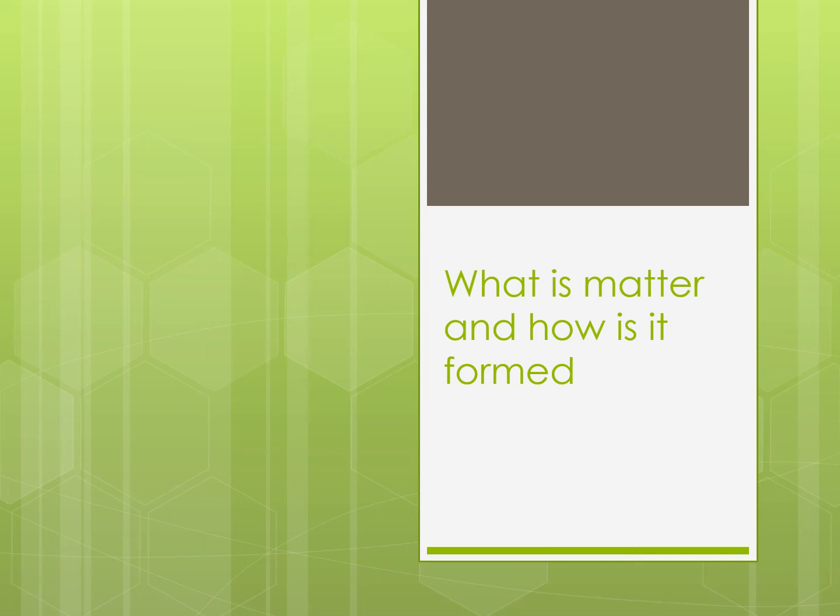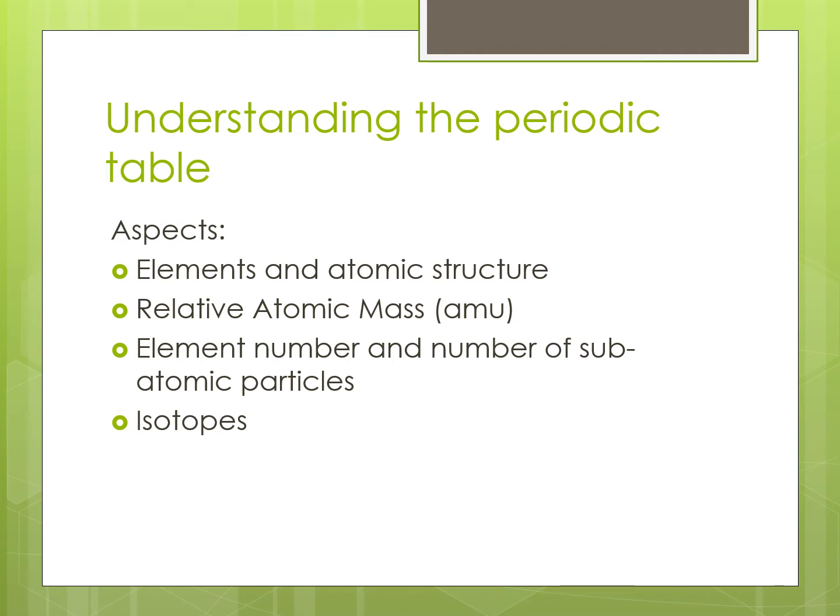In this video, we're going to look at what is matter and how it is formed. So, in order for us to look at matter, we need to look at something that we've looked at for many years, which is the periodic table. On a periodic table, there are various things you need to be able to read off: elements and the atomic structure. Everything on the periodic table is an element.